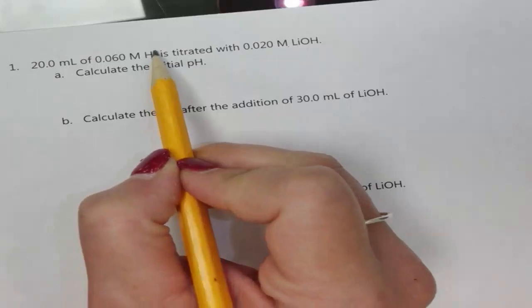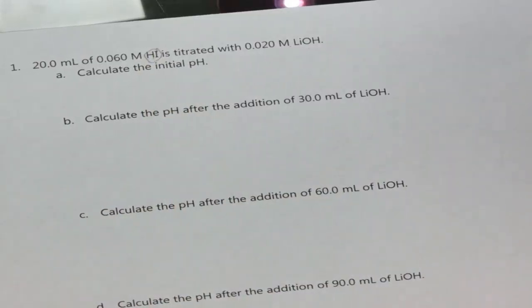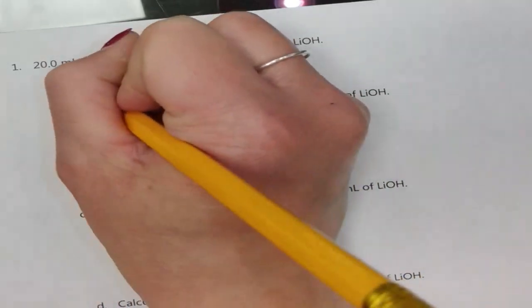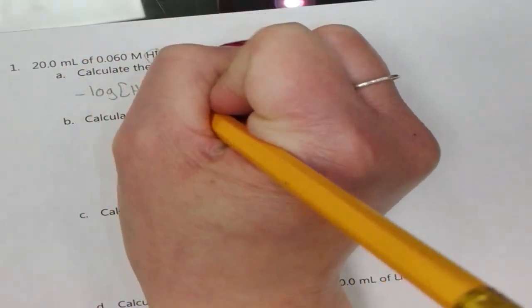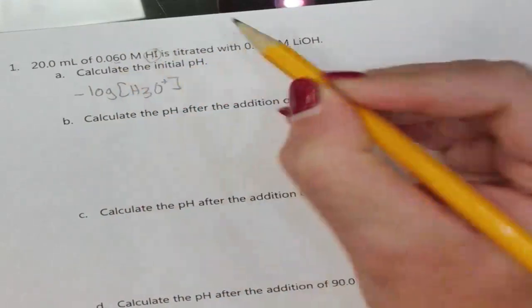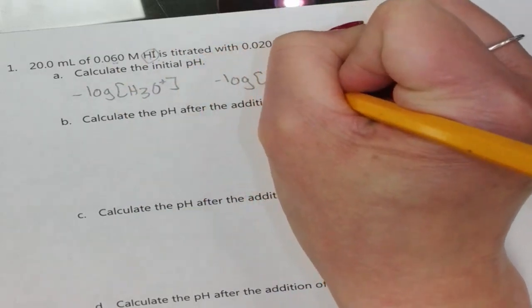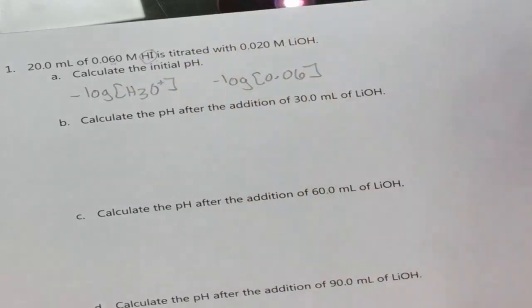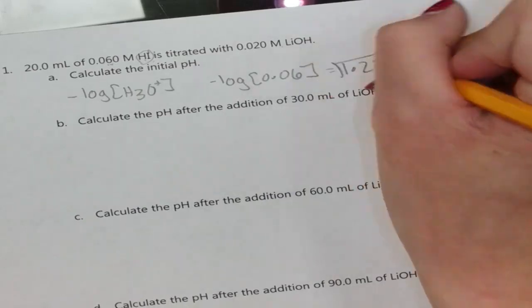I notice this is a strong acid. Strong acids are going to go to completion. So all I have to do here is take the negative log of the H3O plus, and since this is going to create all H3O plus, my concentration of 0.06 is what I plug in. So the negative log of 0.06 gives me a pH of 1.22.